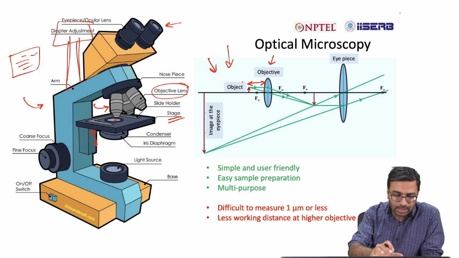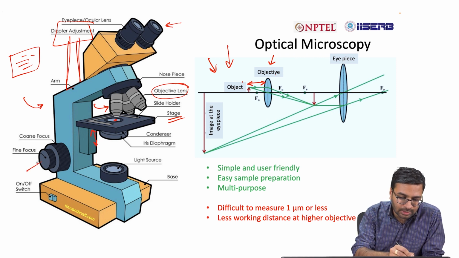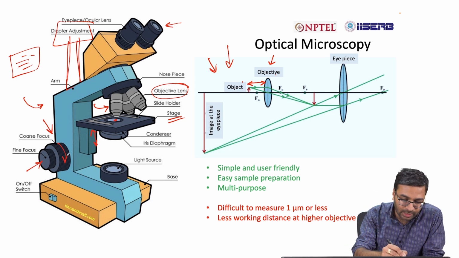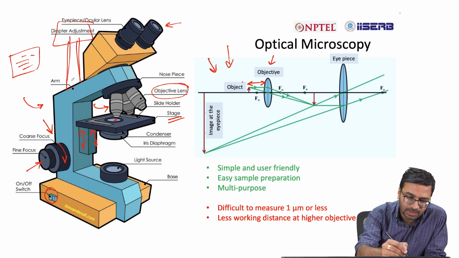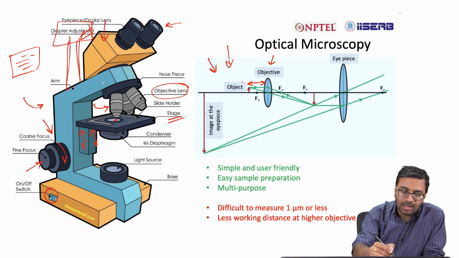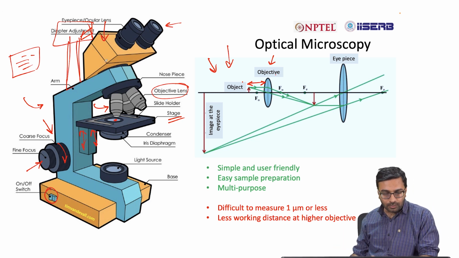So this is a typical arrangement of an optical microscope. It also has coarse focus and fine focus. If you rotate this, the stage will move up and down, and then there is a switch. This switch is specifically for the light arrangement. You'll find that there is a light source somewhere here, and this light source will help us to visualize the entire thing, right?